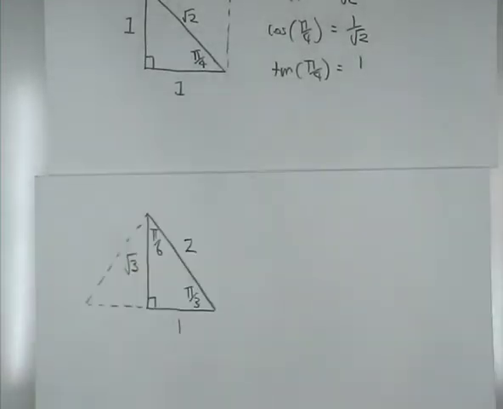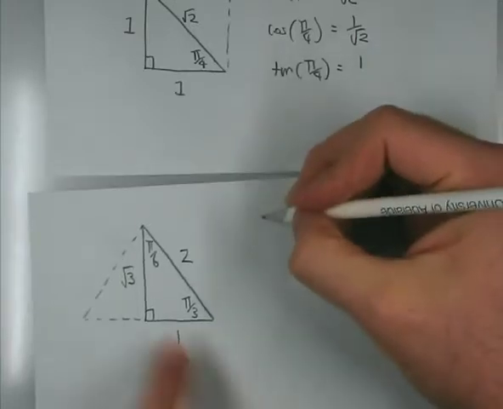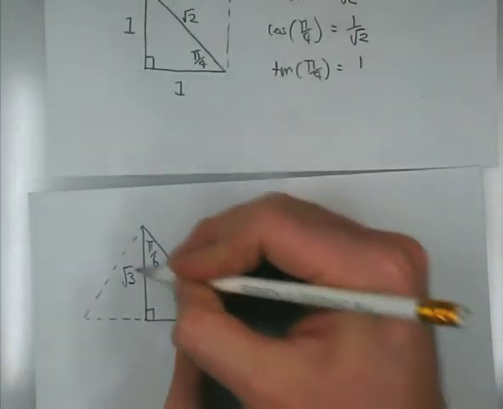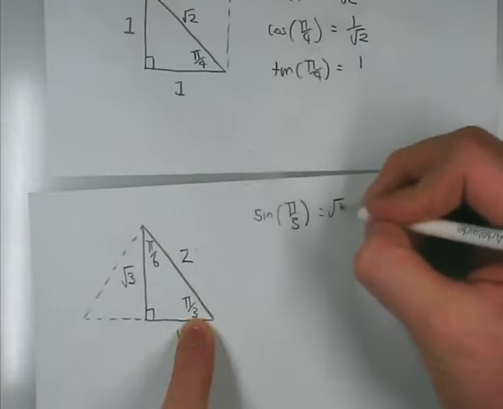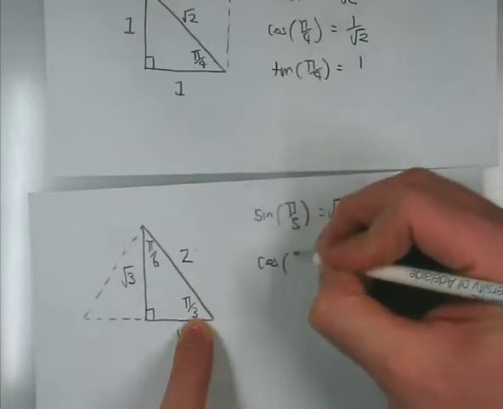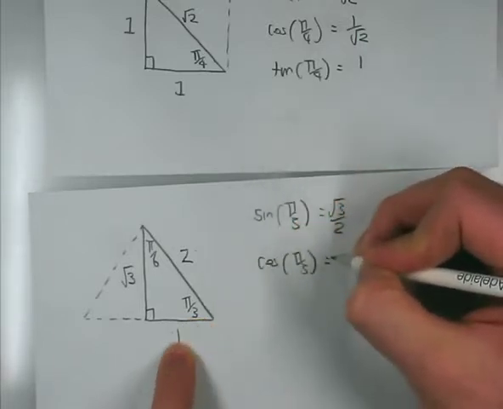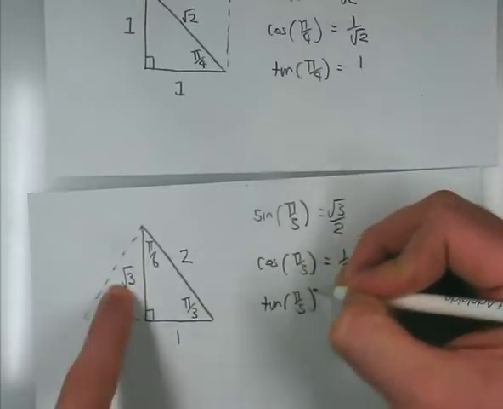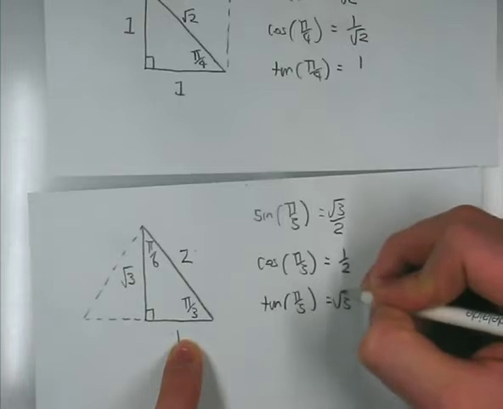So in my head, it's easier for me to remember 1, 2, root 3 on that picture than it is to remember the actual answers to all of them. If it's easier for you to just remember what they are, go for it, and don't let the pictures confuse you. But that's saying that for pi on 3, sine is opposite over hypotenuse, which is root 3 on 2. Cos of pi on 3 is adjacent over hypotenuse, which is 1 on 2, and tan of pi on 3 is opposite over adjacent, which is root 3.